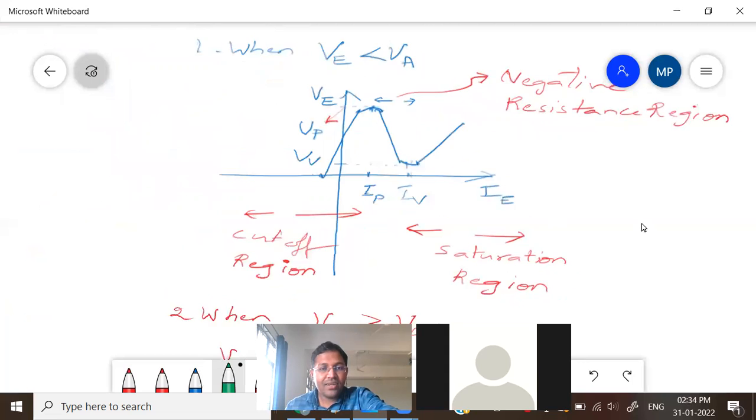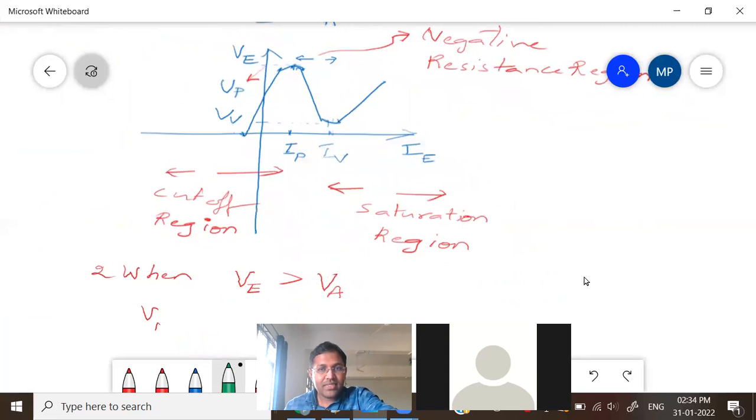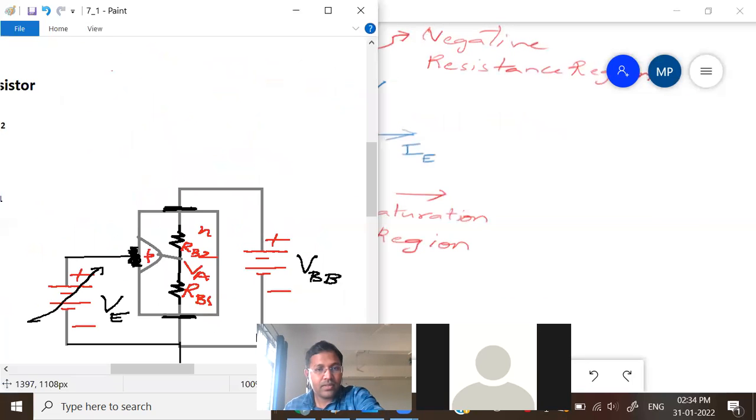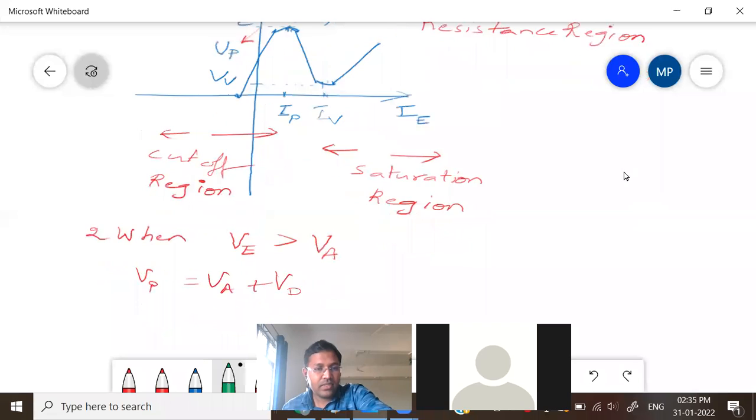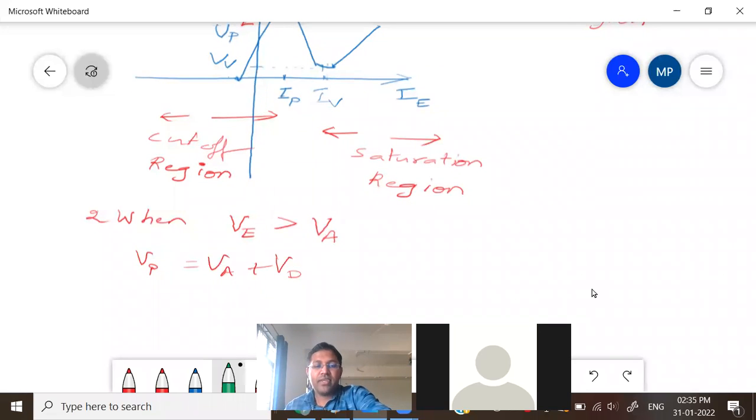And what is VE? VE is nothing but the PN junction diode voltage plus VA. So we can write VP as the PN junction diode voltage plus VA. You can write it as diode voltage plus VA.